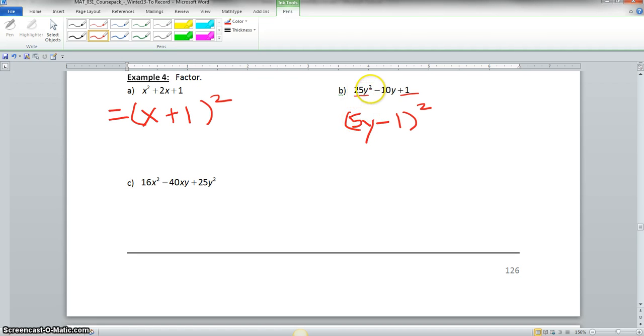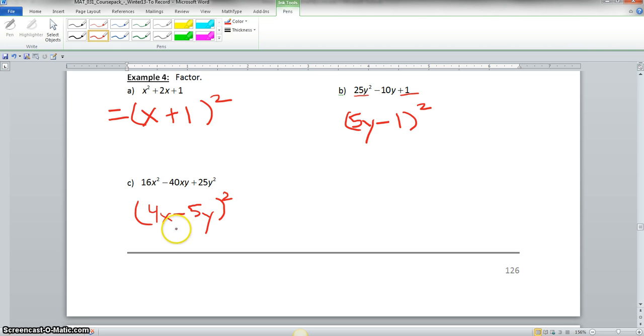5y squared will give you 25y squared. A minus 1 squared will give you positive 1. Now to get this middle term, 5y times a negative 1, which would be a negative 5y, and then we would double it, which would give us a negative 10y. Now we apply that down here. The square root of 4x squared is 4x, and the square root of 25y squared, remember, since this middle term is a minus, we'll make it minus 5y. And we should square this parenthesis.